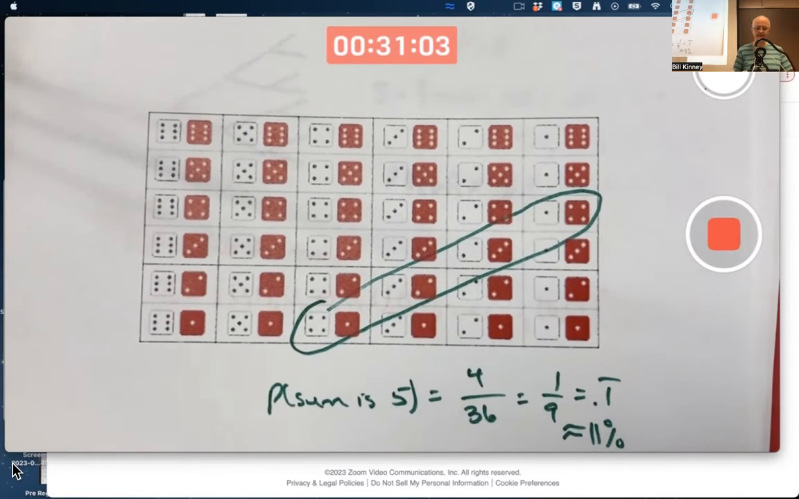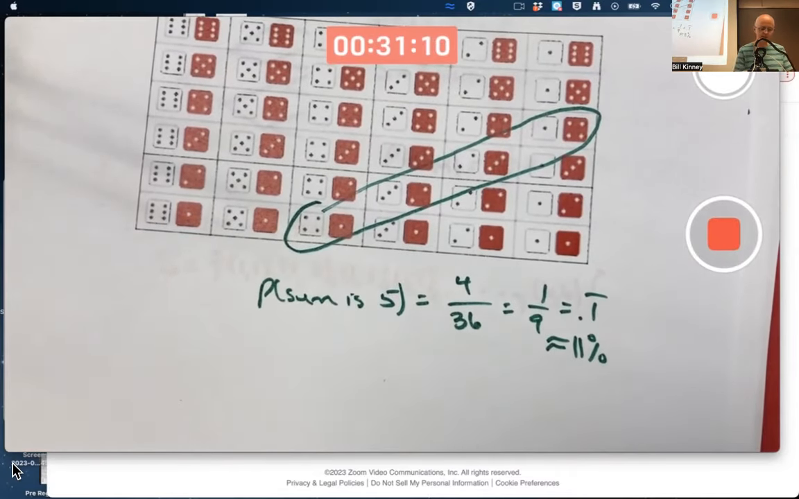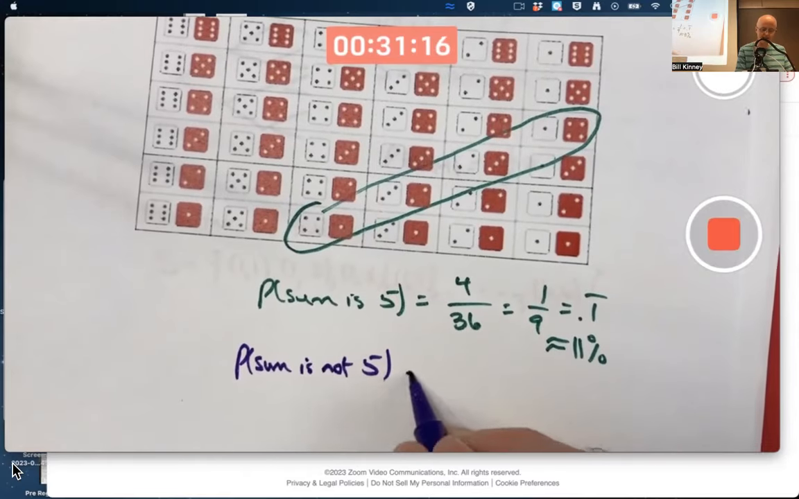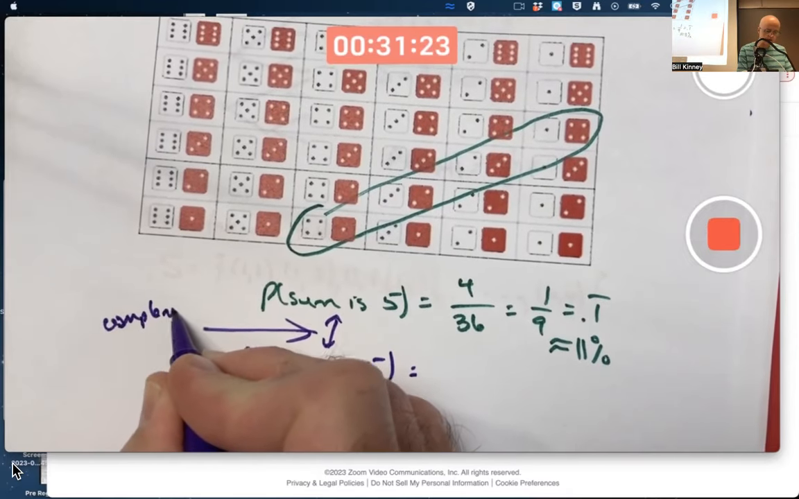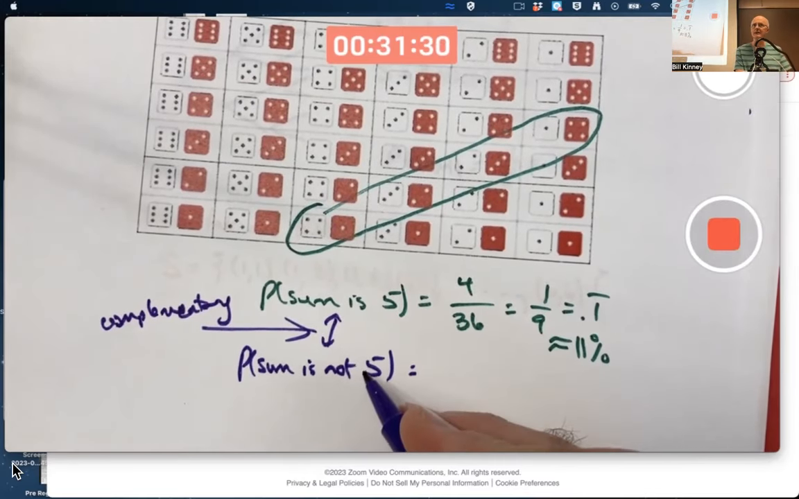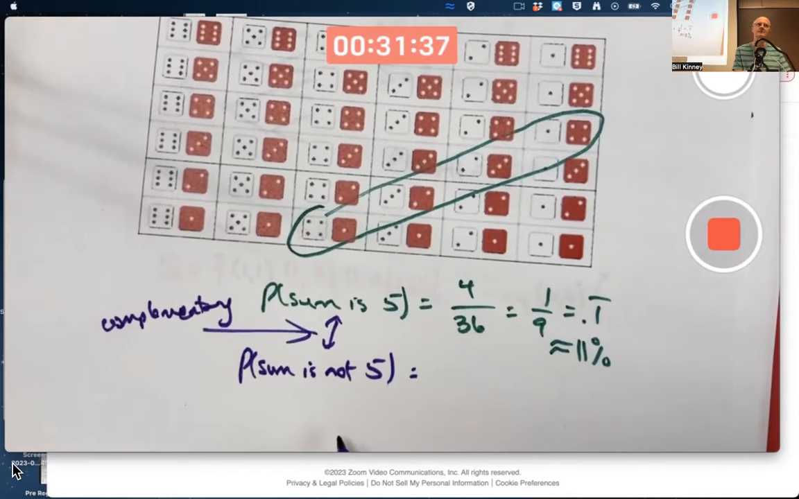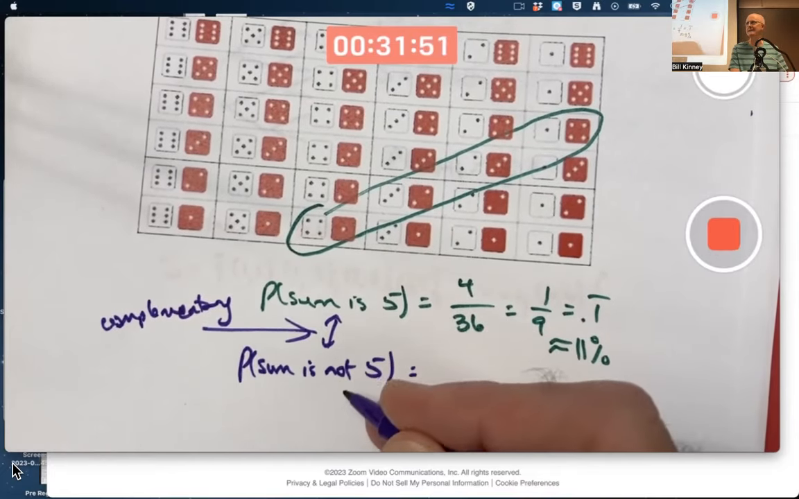And if you happen to know the probability that the sum is 5, you could also easily figure out the probability that the sum is not 5 without even counting, because these are complementary events. They are disjoint. Their intersection is empty. If you get a sum of 5, that means you did not get a sum of 5. Right? I said that right. If you did not get a sum of 5, then you did not get a sum of 5. These can't happen at the same time when you roll two dice.